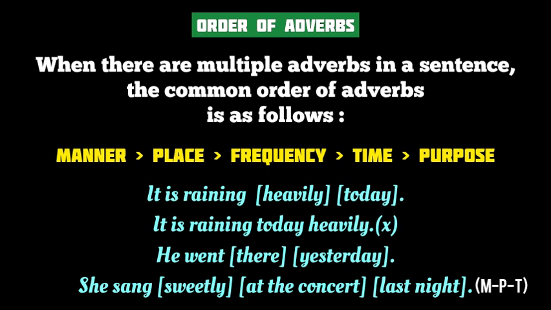In the last example, she sang sweetly at the concert last night. The adverb of manner sweetly, the adverbial of place at the concert, and the adverb of time last night occur at the same time. But these three adverbs are placed in the classic order of adverbs: manner, place, and time. Generally, we follow this classic order of adverbs in a sentence, but there are exceptions to this rule.